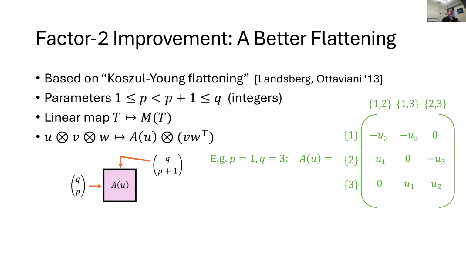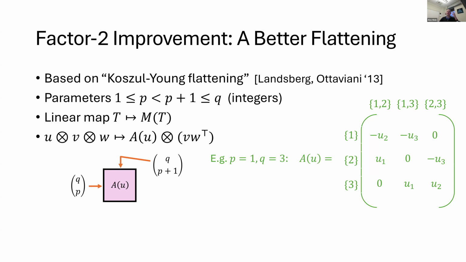And the construction of A may look a bit strange, but it's a particular kind of combinatorial matrix. It has rows indexed by subsets of Q that have size P. It has columns indexed by subsets of Q that have size P plus 1. You can see the example on the right here for P equals 1 and Q equals 3.